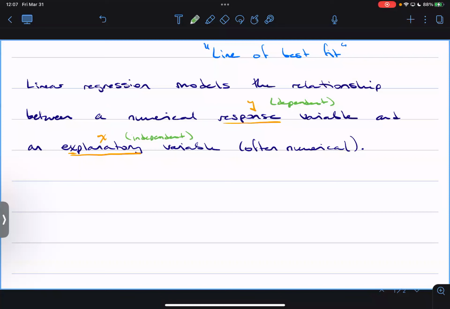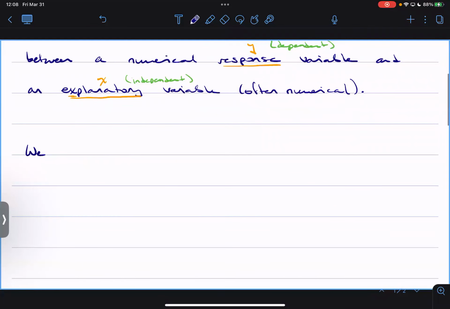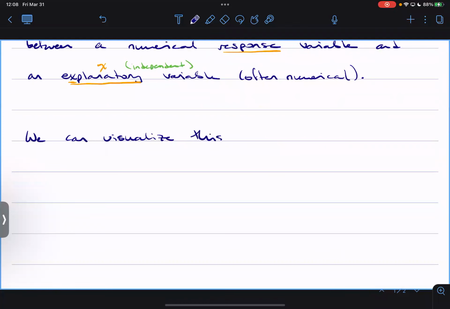All right. Now we've seen it briefly, but how we visualize this relationship is with a scatter plot, right? And we've all seen scatter plots, but we're going to talk about them some more. So we can visualize this relationship with a scatter plot.